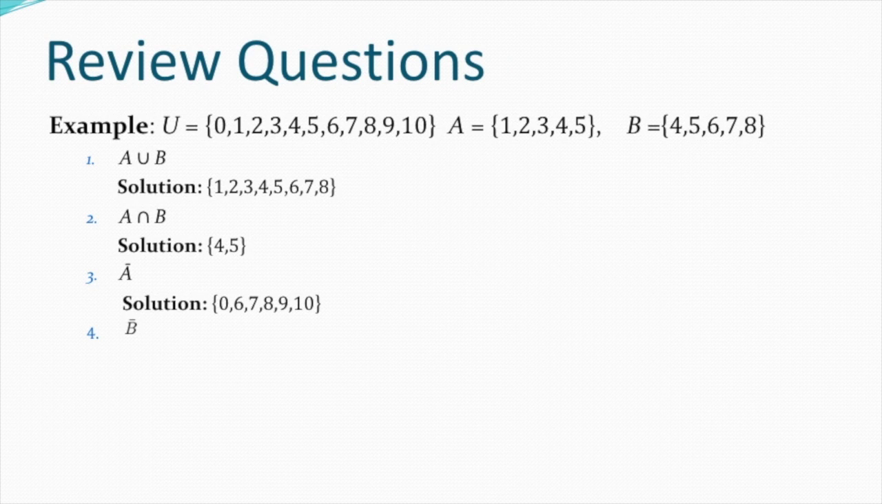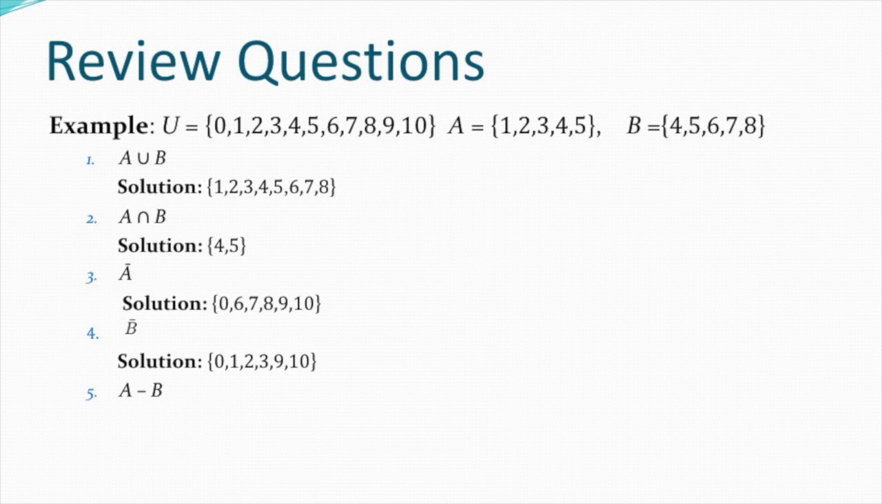Now, what is the B complement? Again, you do the same trick. You take any element which appears in B out of the set U and you put down B prime. So this will be 0, 1, 2, 3, and as well 9 and 10.